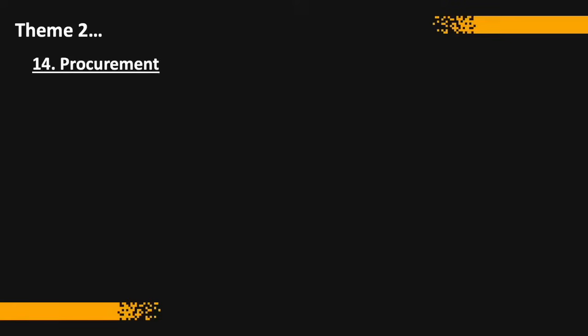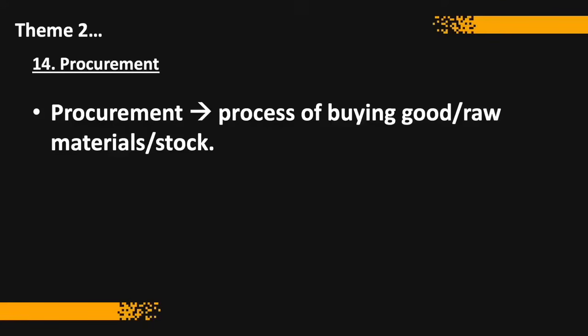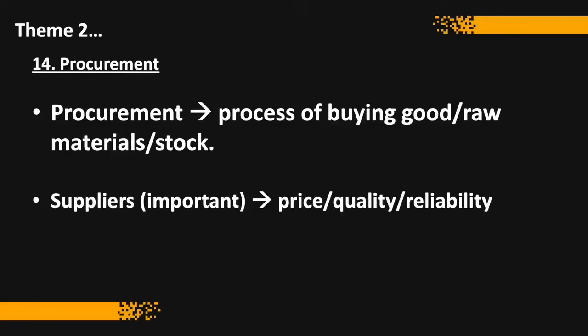Next thing to think about is procurement. Well, procurement is the process of buying goods, raw materials, stock. And then suppliers are very important, of course, because with suppliers, you want to be thinking about quality, you want to be thinking about reliability and price.